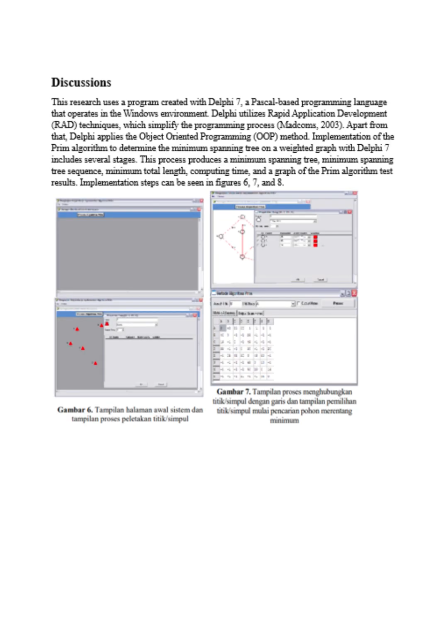Discussions. This research uses a program created with Delphi 7, a Pascal-based programming language that operates in the Windows environment. Delphi utilizes rapid application development (RAD) techniques, which simplify the programming process (Madcoms, 2003). Apart from that, Delphi applies the object-oriented programming (OOP) method. Implementation of the PRIM algorithm to determine the minimum spanning tree on a weighted graph with Delphi 7 includes several stages. This process produces a minimum spanning tree sequence, minimum total length, computing time, and a graph of the PRIM algorithm test results. System testing.